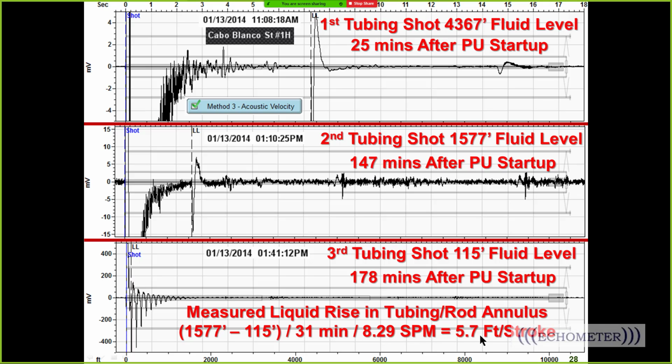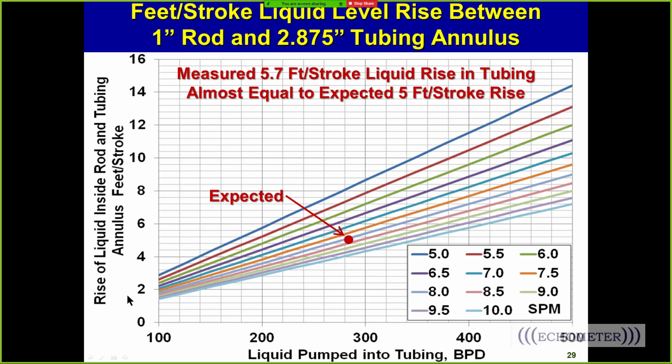Now, this says that it's pumping up about 5.7 strokes per minute, because over this time of 31 minutes, it changed from 1,577 feet to 115 feet. At 8.2 strokes a minute, 2.9 strokes a minute. So you can calculate the approximate rise per stroke in feet per stroke. And so then we calculated this volume between the tubing and the sucker rod, and then we calculated how fast the volume would be filled based on these different pumping speeds.